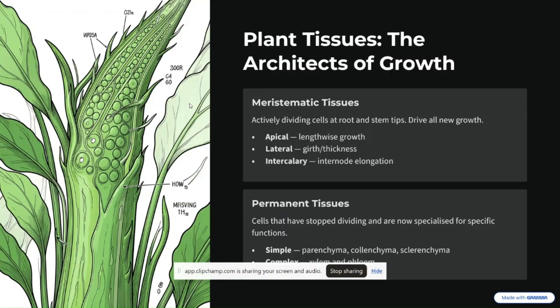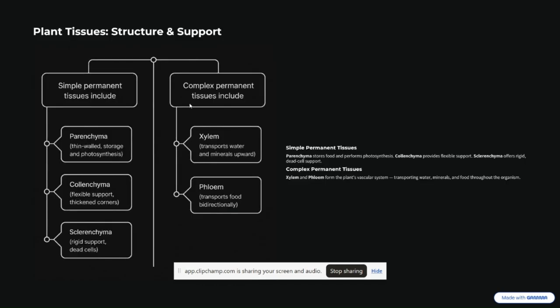Plant tissues have two types, that is meristematic tissues and permanent tissue. Meristematic tissues are of three types, that is apical, lateral, and intercalary. Apical meristematic tissue, lengthwise growth. Lateral meristematic tissue increases thickness. Intercalary meristematic tissue increases internode elongation. Permanent tissue is simple and complex. Simple tissues are parenchyma, collenchyma, sclerenchyma. Complex tissues are xylem and phloem.